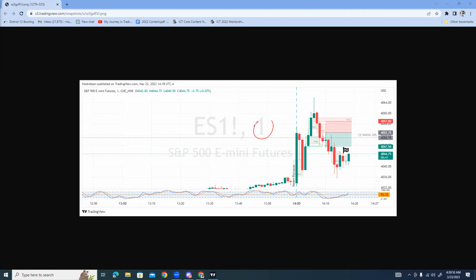This is a 1 minute chart. And he took this trade where it popped barely into that fair value gap. And on the same candle, he was out. So in 1 minute, he got 5 points out of that, done for the day.